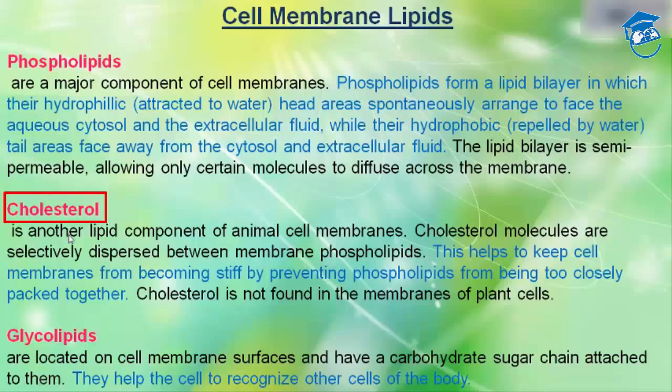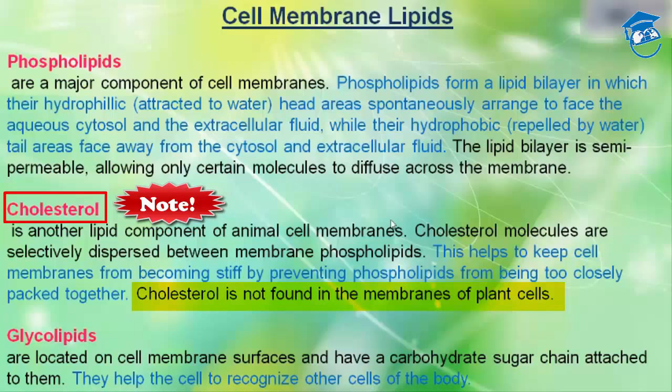Then comes cholesterol. It is another lipid component of the animal cell membrane. It is present only in the animal cell membrane and not in the plant cell membrane. Cholesterol molecules are selectively dispersed between membrane phospholipids. This helps to keep the cell membrane from becoming stiff by preventing phospholipids from being too closely packed together. So cholesterol is not found in the membrane of plant cells. Please note that. It is a unique characteristic of animal cells. It is present only in the cell membrane of animals.